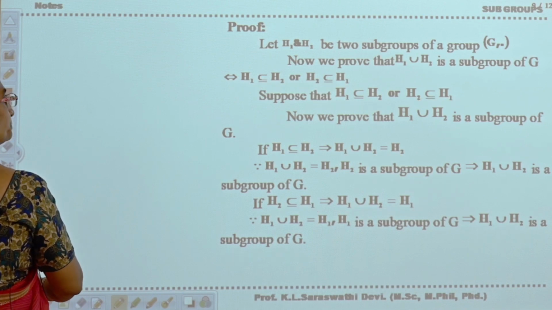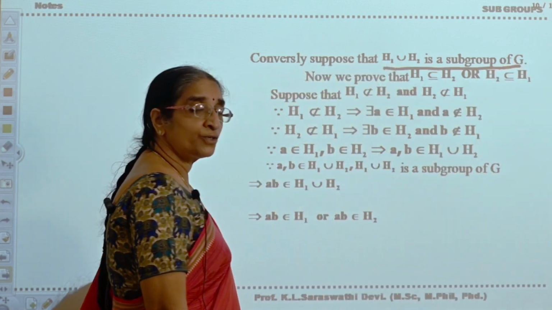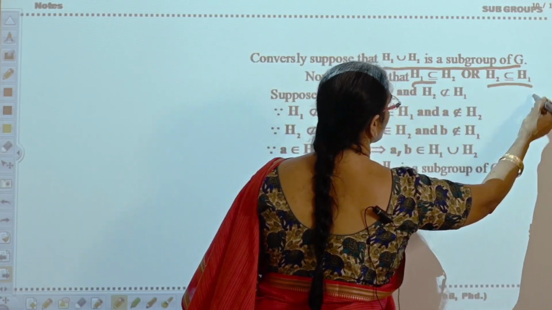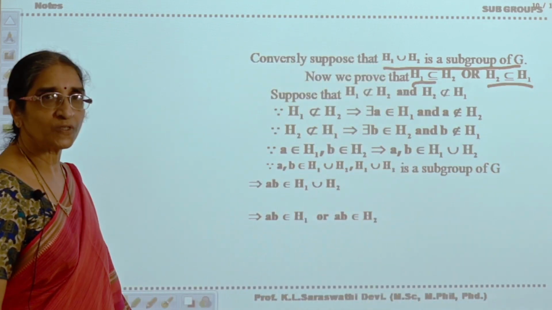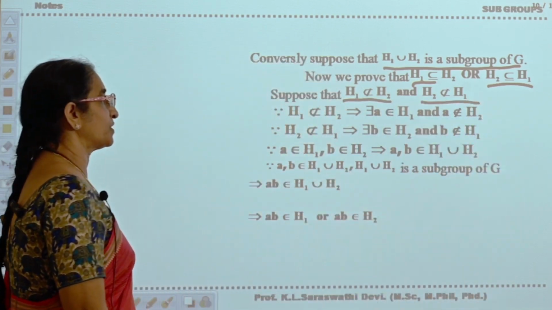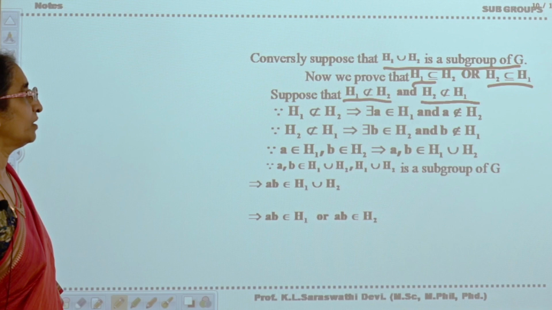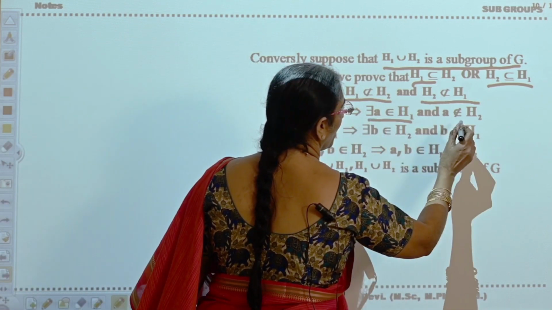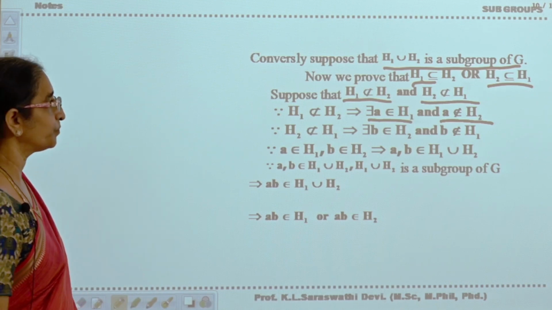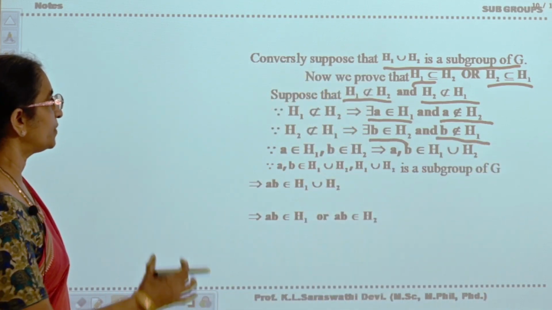Now, conversely, suppose that H1 union H2 is a subgroup. Now, what you have to prove? H1 is a proper subset of H2 or H2 is a proper subset of H1. This you have to prove. Suppose H1 is not a proper subset of H2 and H2 is not a proper subset of H1. Since H1 is not a proper subset of H2, there exists A belongs to H1 and A does not belong to H2. H2 is not a proper subset of H1, so B belongs to H2 and B does not belong to H1. Keep these two things in mind.